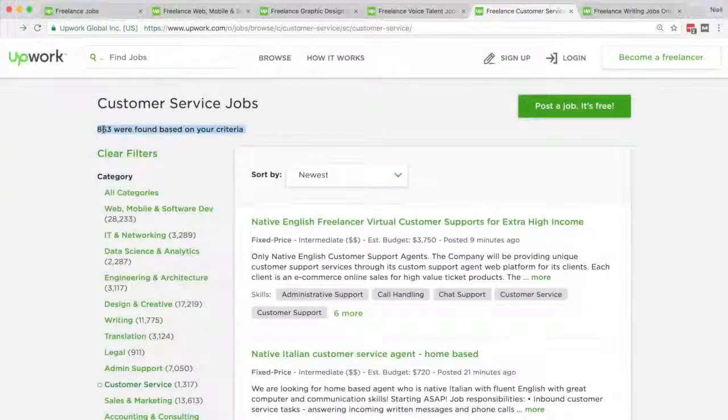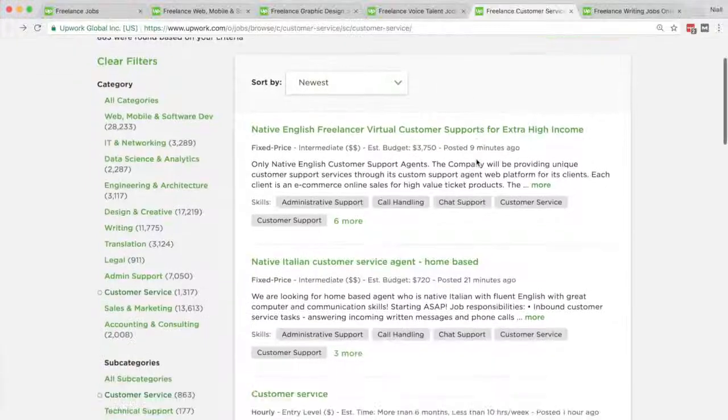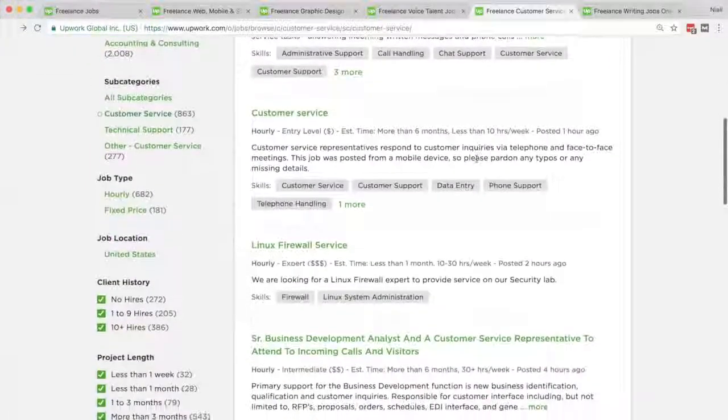First, how many jobs are posted in each category? Sort by newest and then check how many jobs were posted in the past 24 hours. The general rule of thumb here is more postings equals big market equals more opportunities for you.